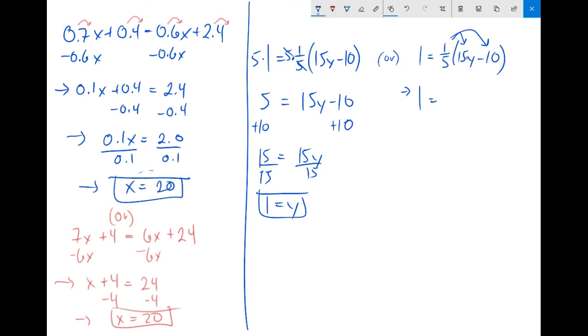So if you go 1/5 times 15, well, 15 times 1 is 15 divided by 5. This would be 3y. And 1/5 times 10, well, 10 times 1 is 10 divided by 5. This would become minus 2. And then you could just add 2 to both sides. So you get 3 equals 3y. And then you divide both sides by 3. And you'll get the same answer. So it's okay either way.